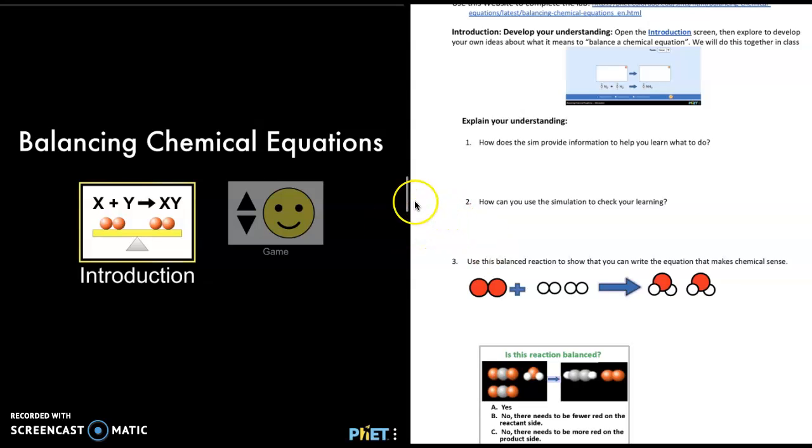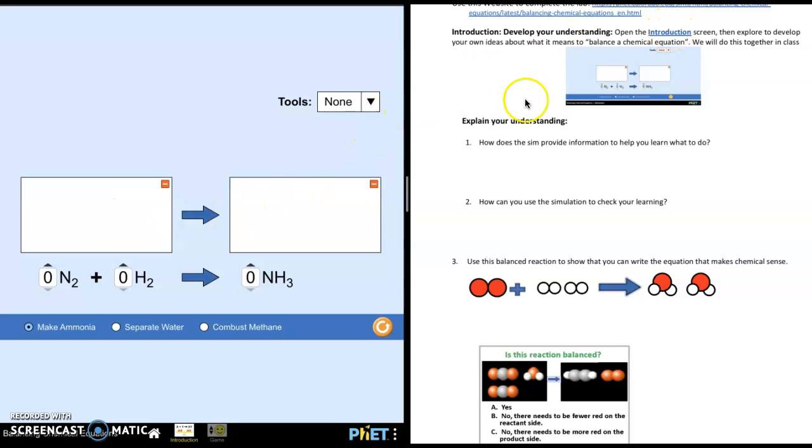Okay, so we're watching the lab here. I just have a split screen open with the lab link over here and then the PhET lab over here. The first thing it says is open the introduction screen and explore, develop your own ideas of what it means to balance a chemical equation.